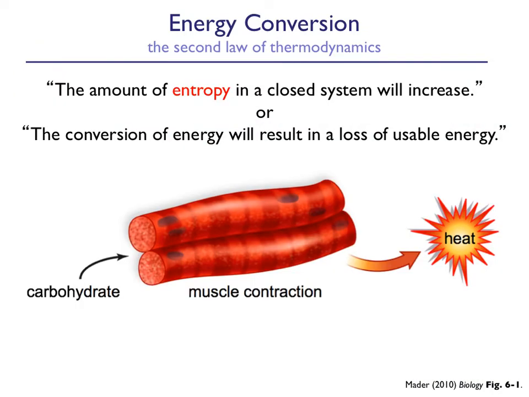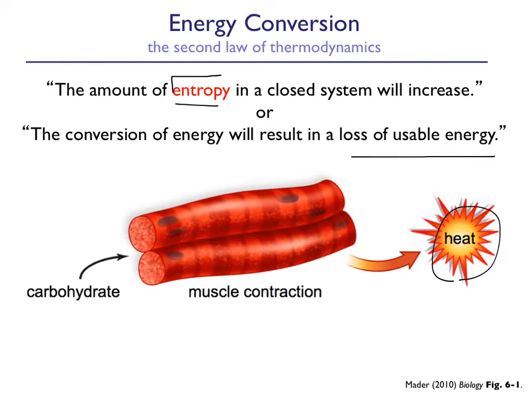The second law of thermodynamics is a little bit more complicated. It states that the amount of entropy in a closed system will increase. In other words, the conversion of energy will result in a loss of usable energy. That's basically what I just said. We have some energy that can be converted from sugar, stored chemical energy that sugars use to drive muscle contractions, but some of that energy is lost as heat. Heat is not usable in the cell, so basically it results in a loss of usable energy. In other words, the conversion is not 100% complete.